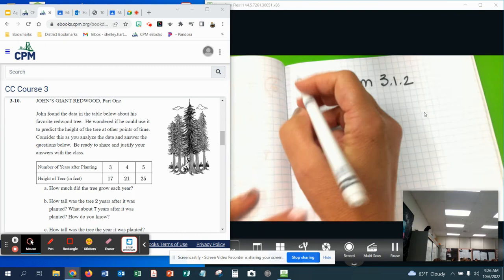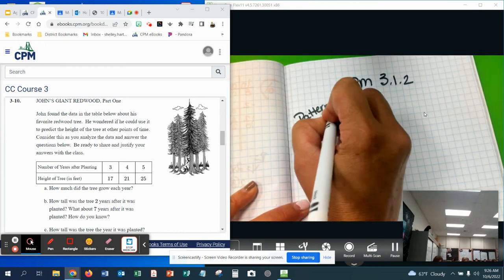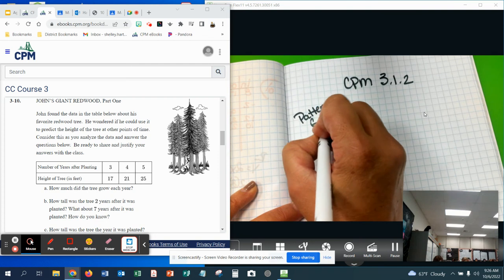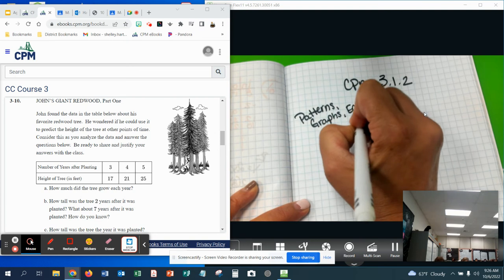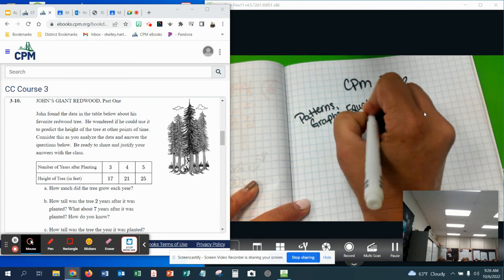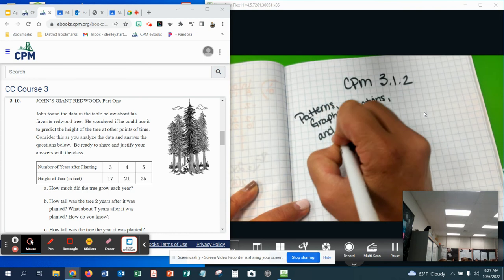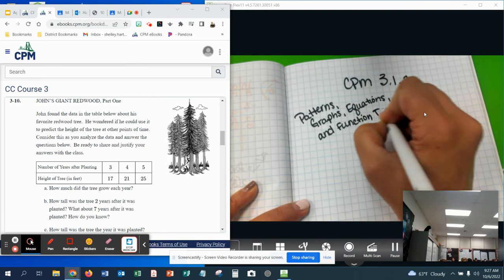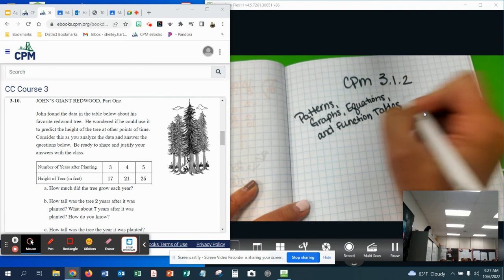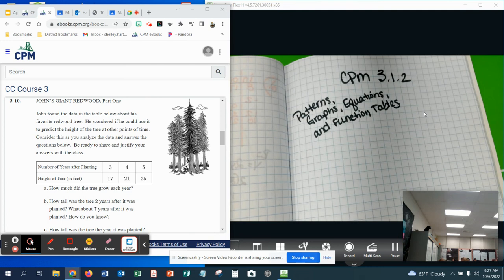Our focus again is on patterns, graphs, equations, and function tables. Great. So we are starting at 310.